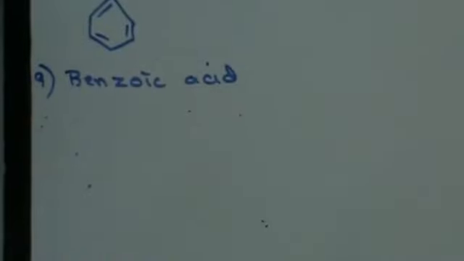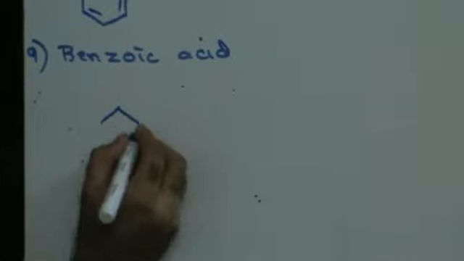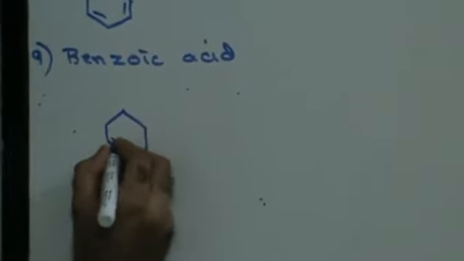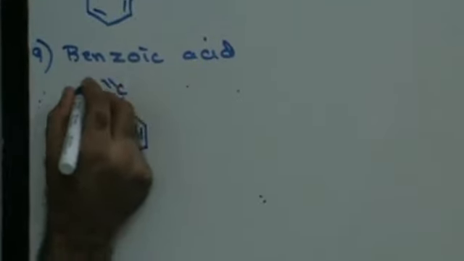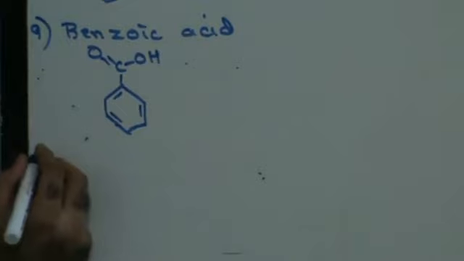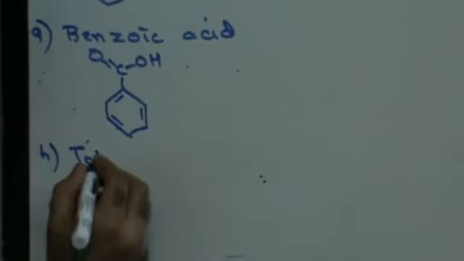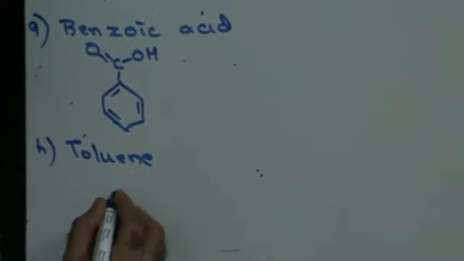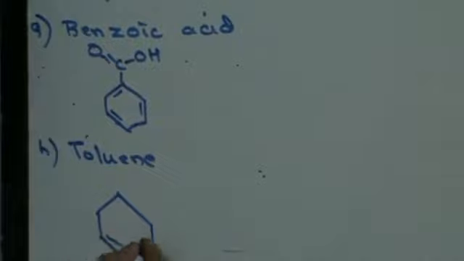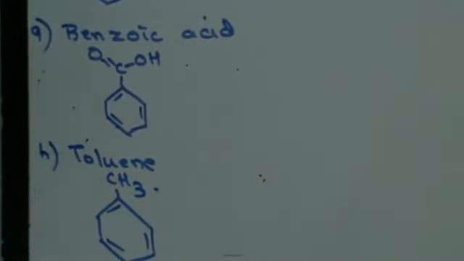Next, what is benzoic acid? Benzoic acid is nothing but the same as benzaldehyde, except that instead of H you will have the hydroxyl group there. So OH. This is benzoic acid. And next you have toluene. You have a methyl group. So these are the different forms of benzene that you can have.